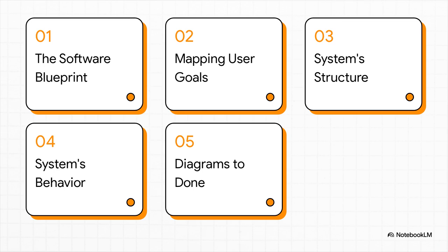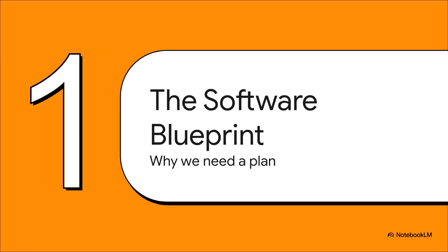Here's how we're going to break it down. We'll start with the big communication problem that pretty much every software team runs into. Then we'll dive into 4 essential diagrams that solve it. We'll look at user goals, system structure, and system behavior. And finally, we'll see how all these pieces snap together to take a project from an idea all the way to done. All right, let's get into it.